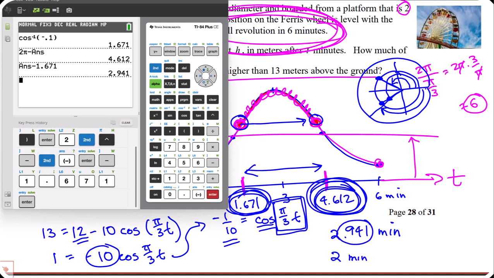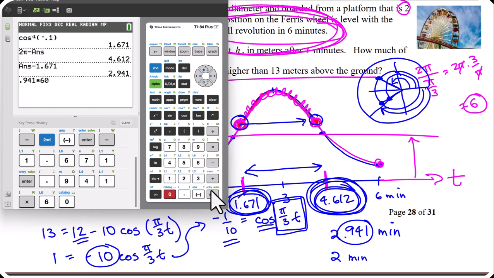If they want minutes and seconds, well, that's 2 minutes. And 0.941 of the next minute, well, can I take 0.941 times, the next minute is 60 seconds, so it's part of the 60 seconds, and that's 56, let's say 0.5 seconds, almost 3 minutes.